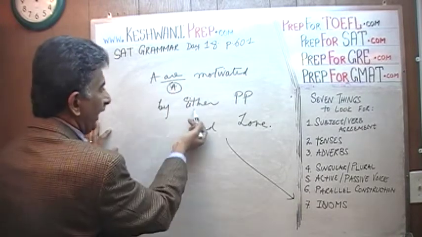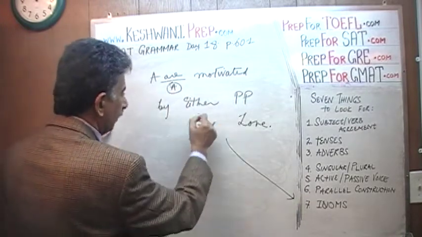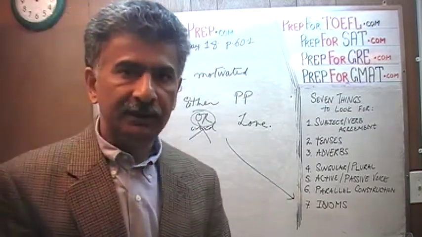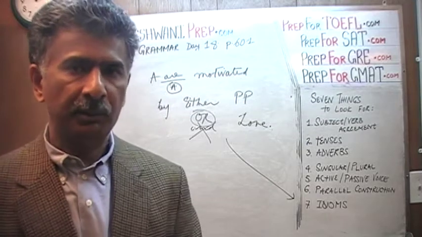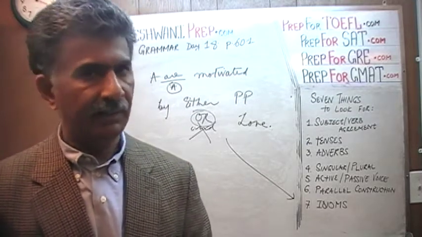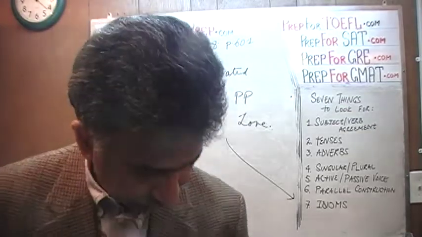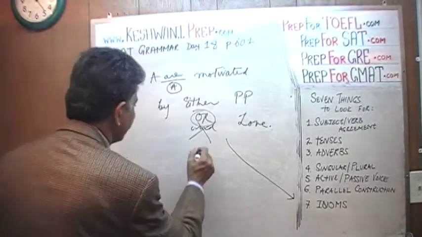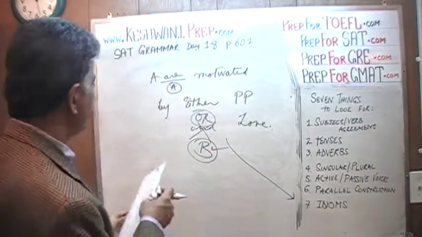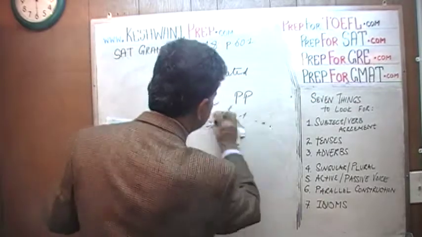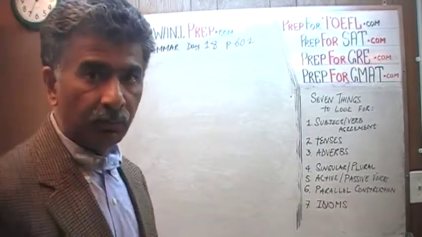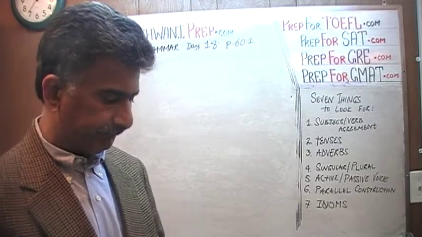Athletes are motivated by either personal pride or love. That's it. The idiom is either this or that. They are motivated by either this or that, not either this and that. That's all. The answer is B. Next one, number 15. So either or neither nor, one question in the entire exam.